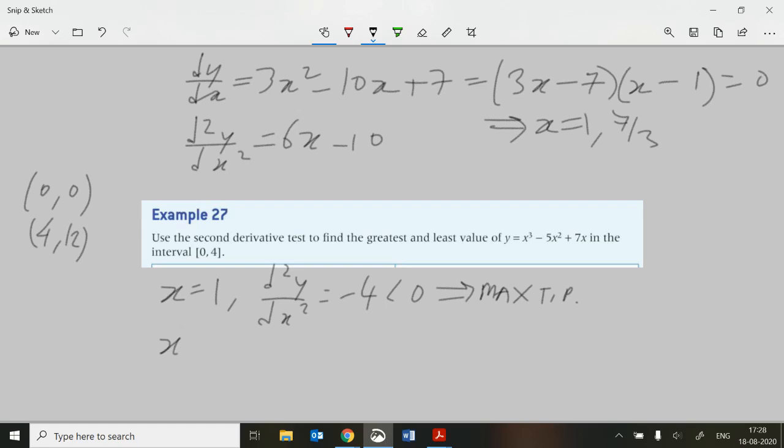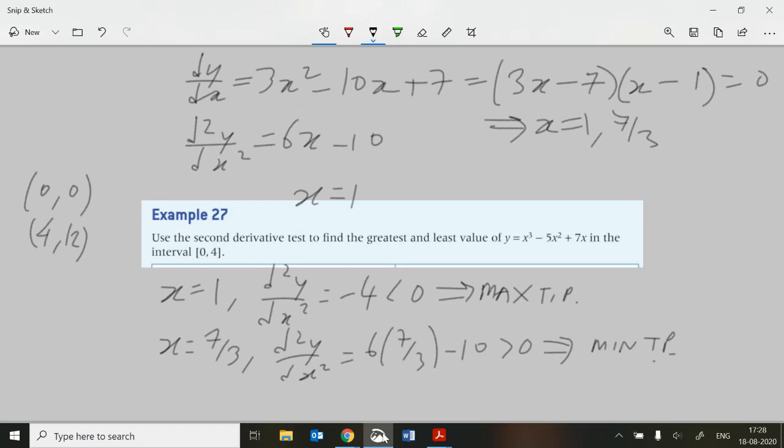And then when we have x is 7/3 there, we're putting that in here, 6 lots of 7/3 minus 10. What are we getting? 42 divided by 3 is going to be bigger than 10, so this is greater than 0. And so therefore we have a minimum turning point. Okay, so now we've used the second derivative test, but we do need to do a bit more because we actually need to check the heights of those functions at that point.